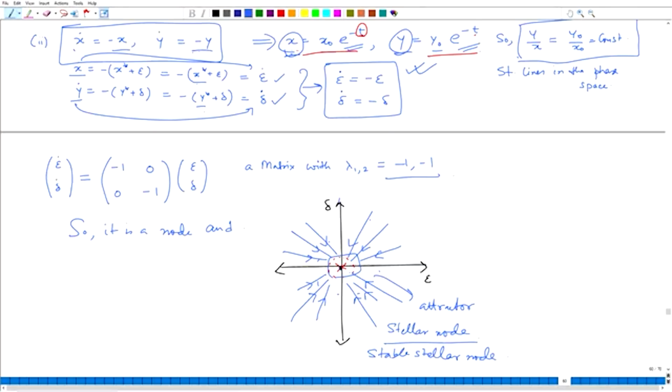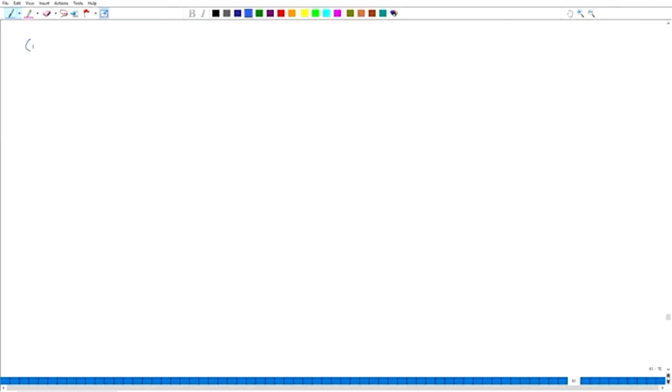Now, it is stable, but for t tending to infinity. The perturbation will kill itself at t equal to infinity. That is why we do not say it is stable, we say it is asymptotically stable stellar node.